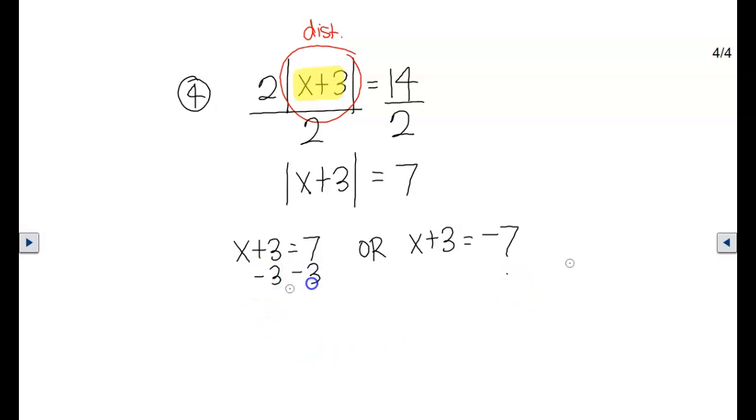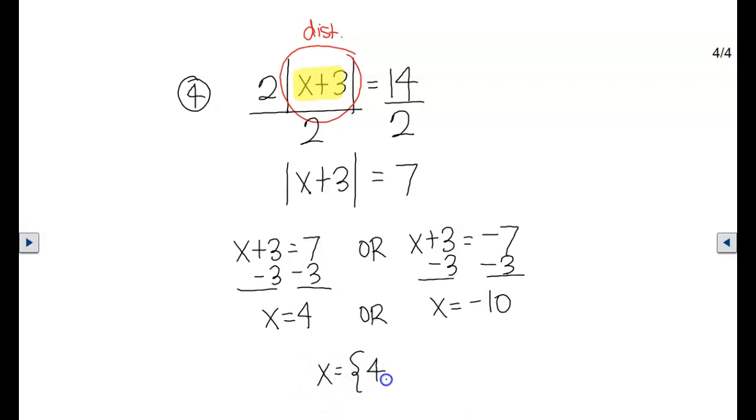All right, now I'll solve for x. So minus 3 both sides will give me x equal to 4 for one possibility, and then minus 3 will give me x equals negative 10 for the other possibility. So x in this problem is either 4 or negative 10.